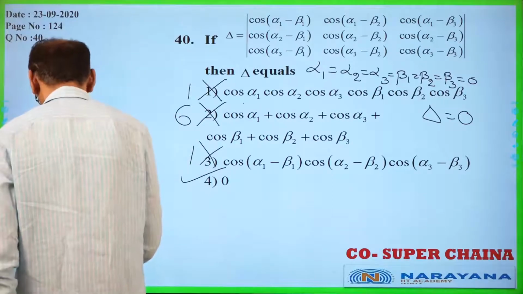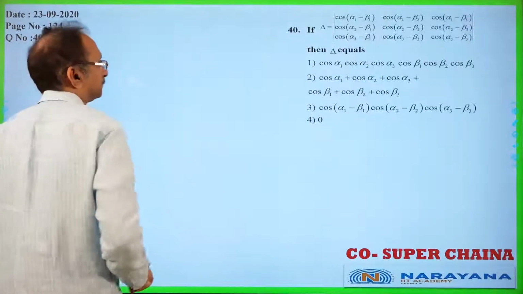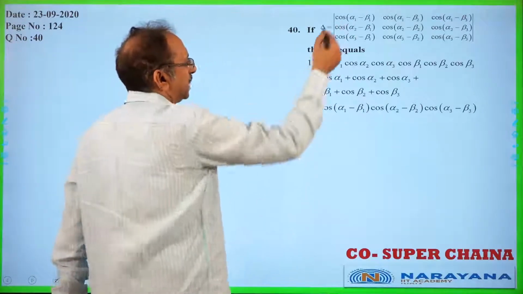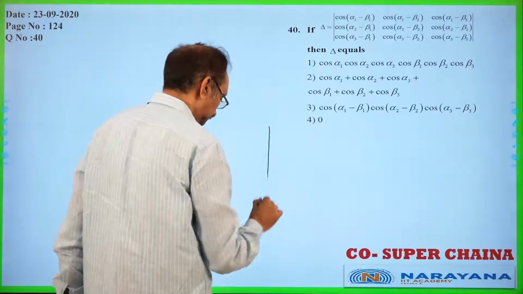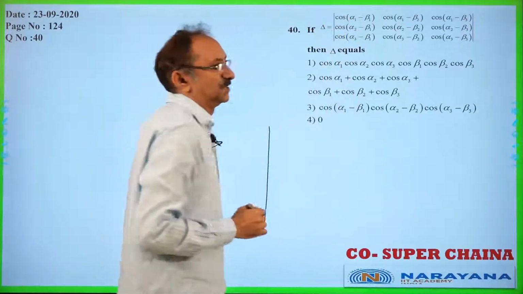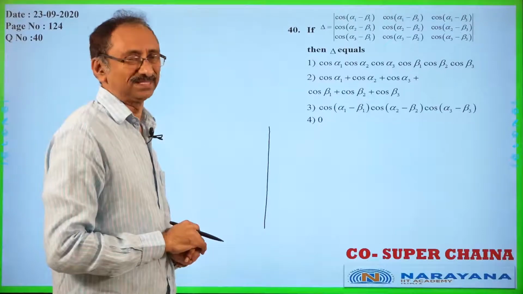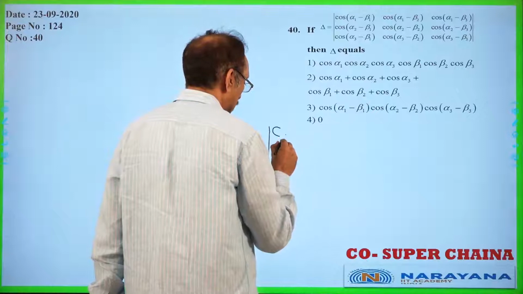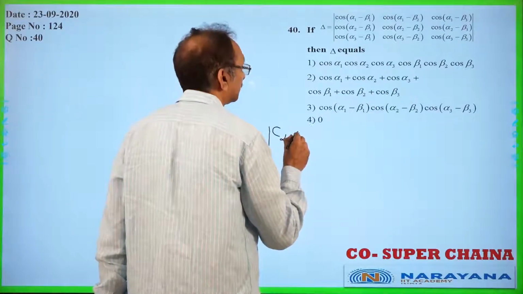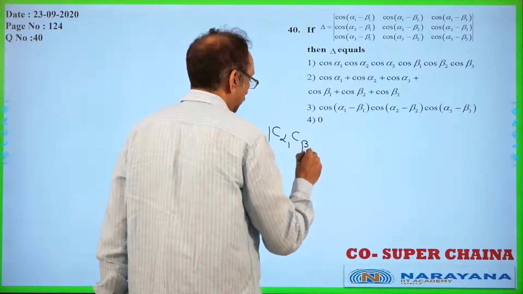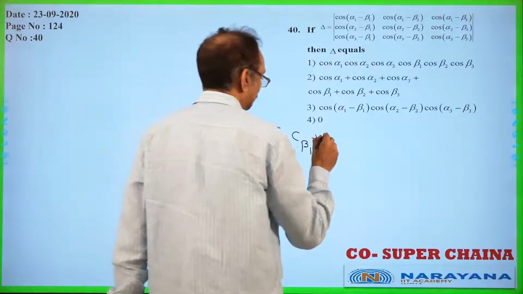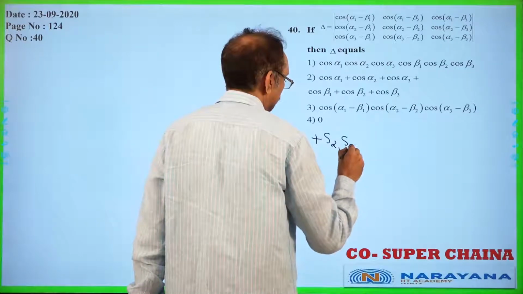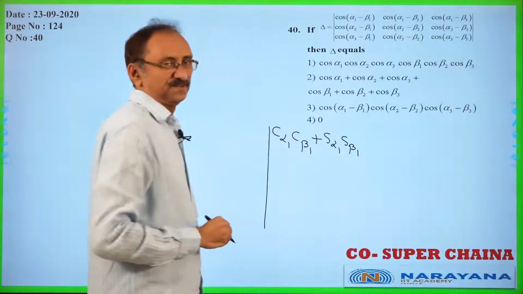So I will write in the next page. See, that is the question. That is the question. And now I am expanding that. What is cos A minus B formula? Cos A cos B plus sin A sin B. So what is cos alpha 1 minus beta 1? So cos alpha 1 cos beta 1 plus sin alpha 1 sin beta 1. That is the first element.